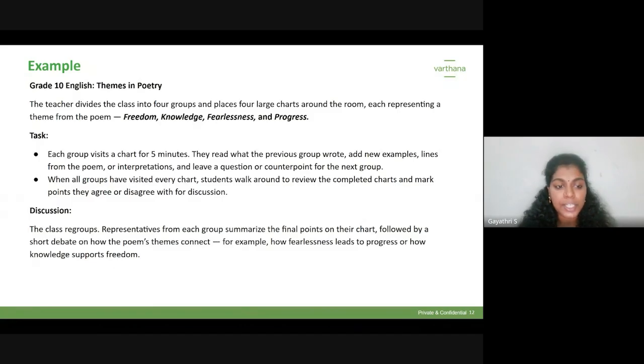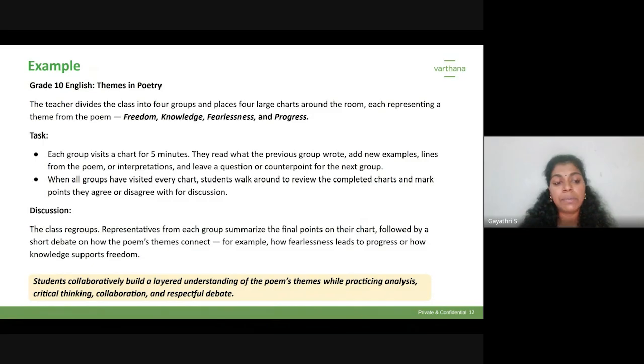So for the discussion, the class has to come back to their own groups. One particular representative has to summarize what the theme is, what the entire idea is from the chart they have been given, what points they agree with, what points they disagree with, and how they connect from one theme to another. So this is how the entire activity will happen.